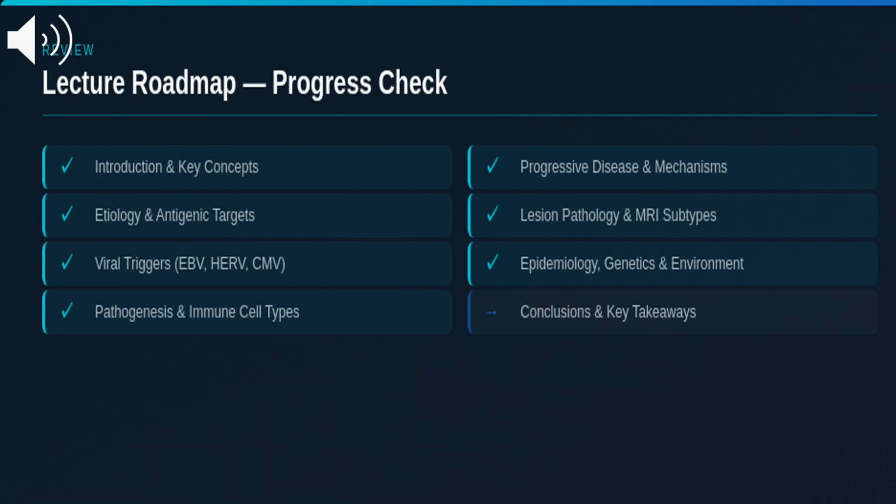Progressive disease we examined through 14 mechanistic transitions, including PIRA as the dominant disability accumulating process in older patients, and we examined lesion pathology through the Lucchinetti subtypes, blood-brain barrier biology, cortical lesions, oligodendrocyte vulnerability, and the full MRI repertoire. Finally, in epidemiology, we traced the genetic architecture from twin studies through HLA and non-HLA polymorphisms, and the environmental landscape from vitamin D and EBV to microbiome, diet, smoking, and obesity. Now let's synthesize what all of this means.